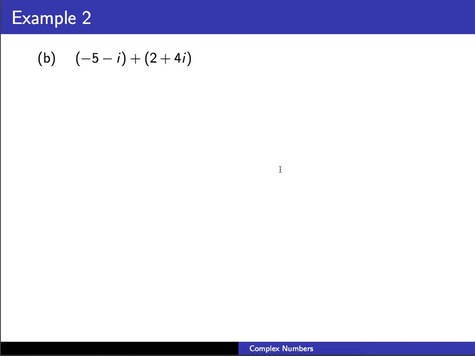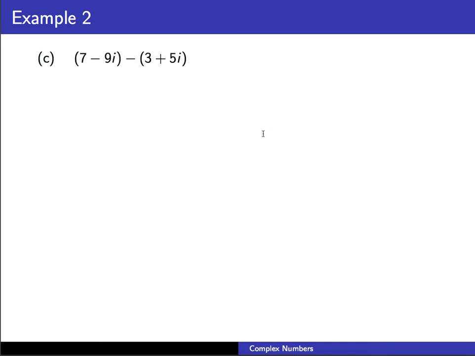2b, negative 5 minus i, and then to that we're going to add 2 plus 4i. Well, our real numbers, negative 5 plus 2, we can group those together. And then our imaginary ones, negative i plus 4i, we can group those together. And for negative 5 plus 2, we get negative 3. For negative i plus 4i, we get 3i. So our final answer for example 2, part B, is negative 3 plus 3i.